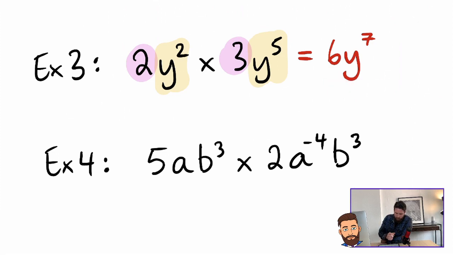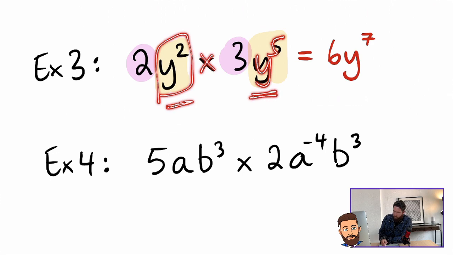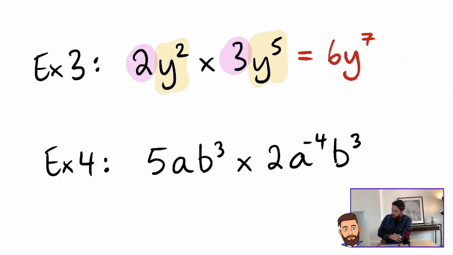Because I am allowed to take the whole number separately. So 2 times the 3 is 6. And then remember, y squared times y to the power 5 lets me add the powers because the base is the same. So I get the same base y plus the 2 powers gives me 7.